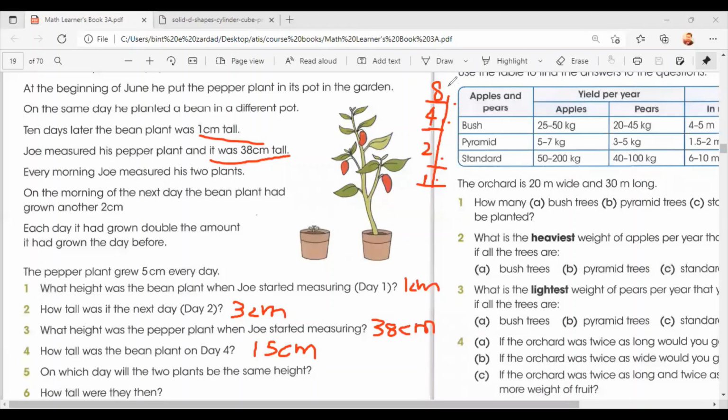So until day 4 we know about the bean plant, but now we calculate the pepper plant. The pepper plant grew 5 centimeters every day, not double. So on the first day it is 38. Then the second day, 38 plus 5, 43. Then 43. If you cannot see here, I will write it in another place.